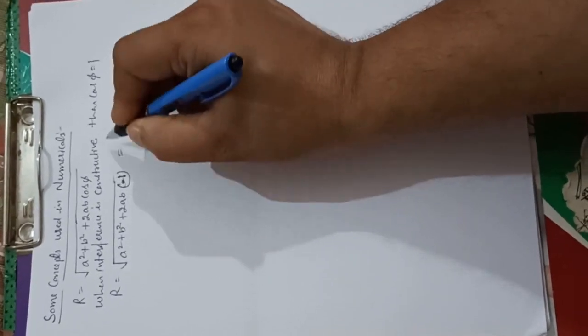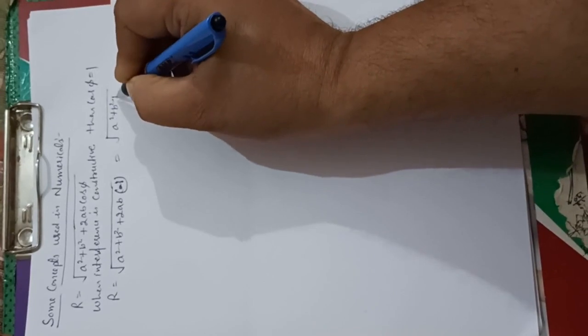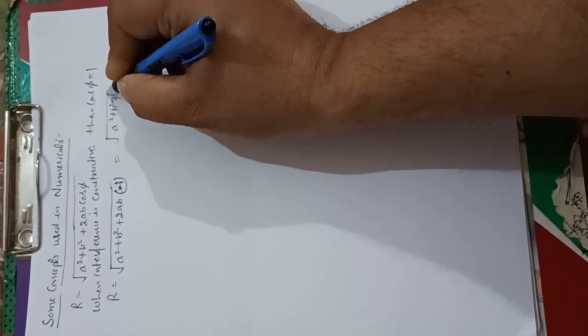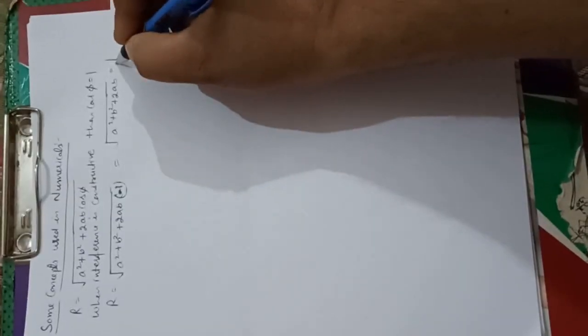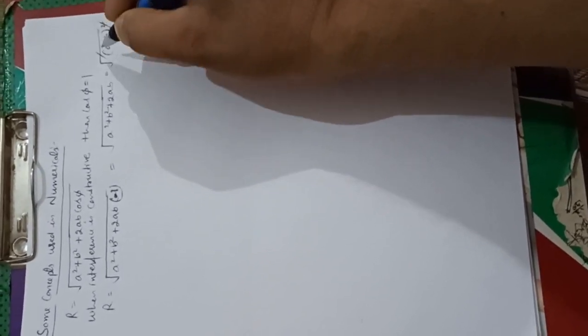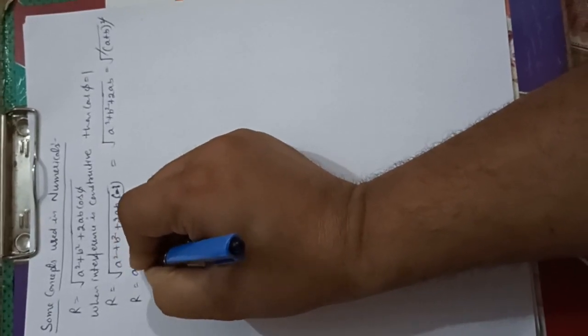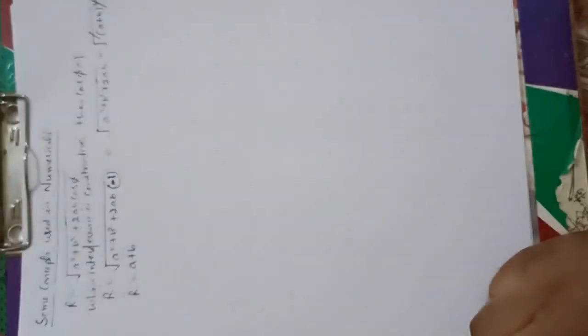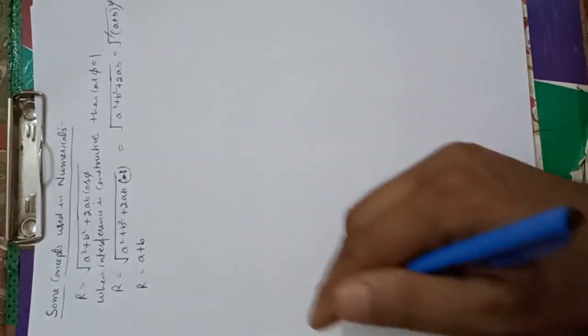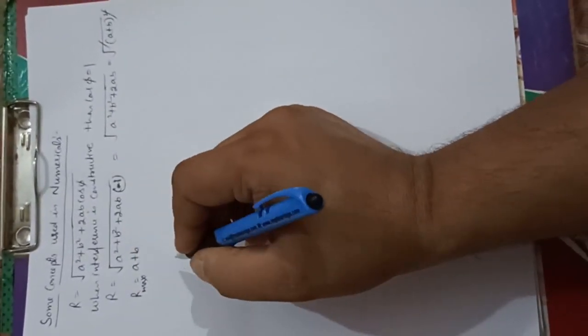So this is equal to square root of a square plus b square plus 2ab, and this is equal to square root of (a plus b) whole square. Square and squareSquare से square cancel हो जाएगा. So we have R is equal to a plus b. So this is the value of R maximum. Maximum amplitude is equal to a plus b.